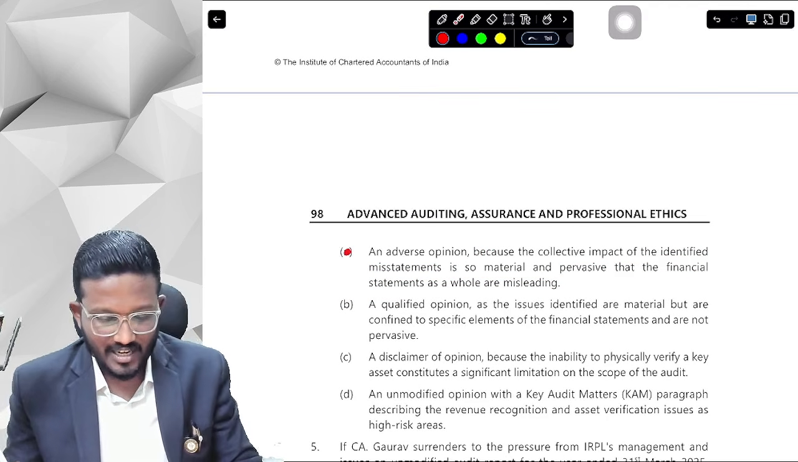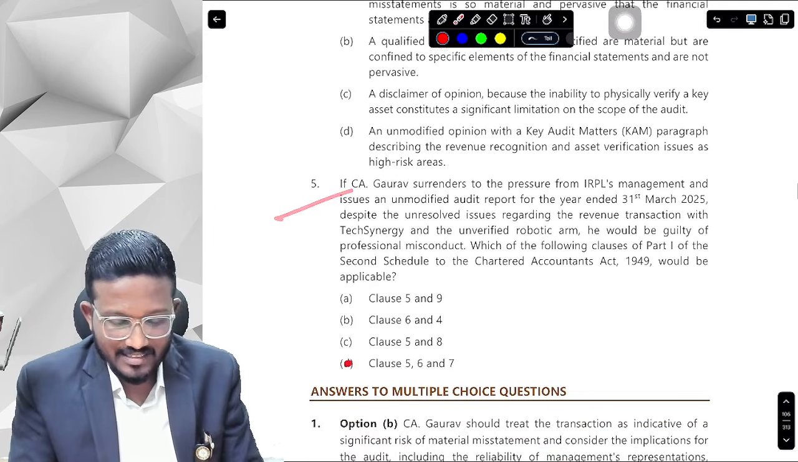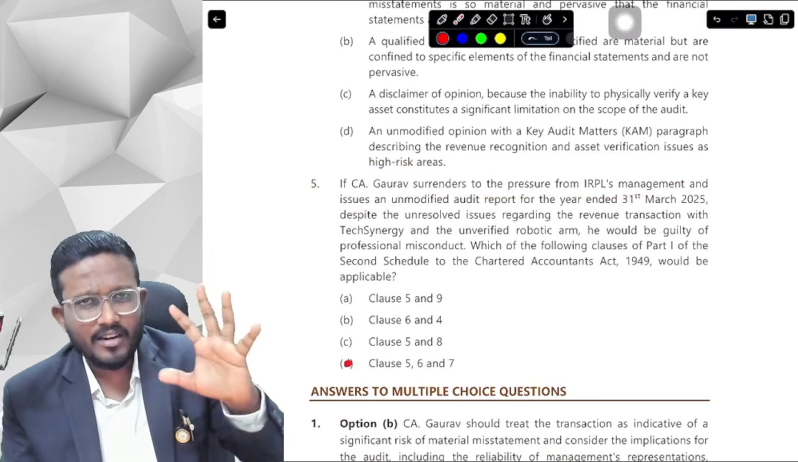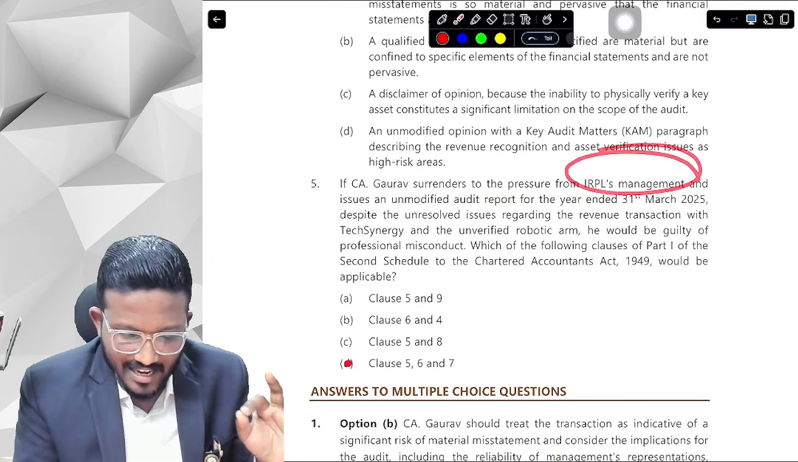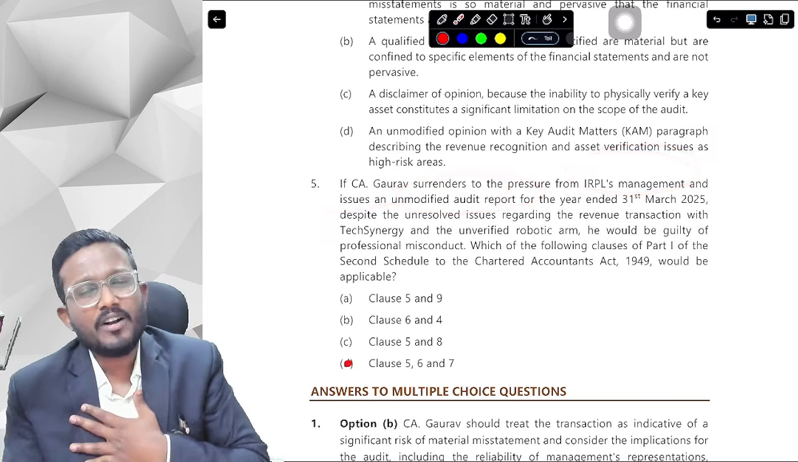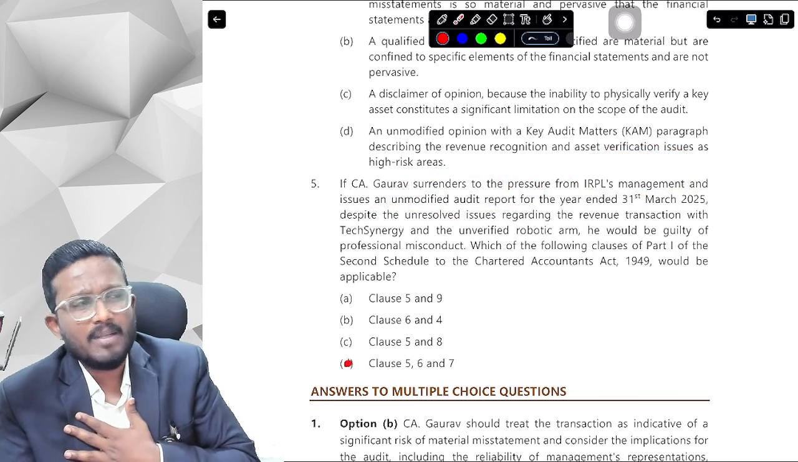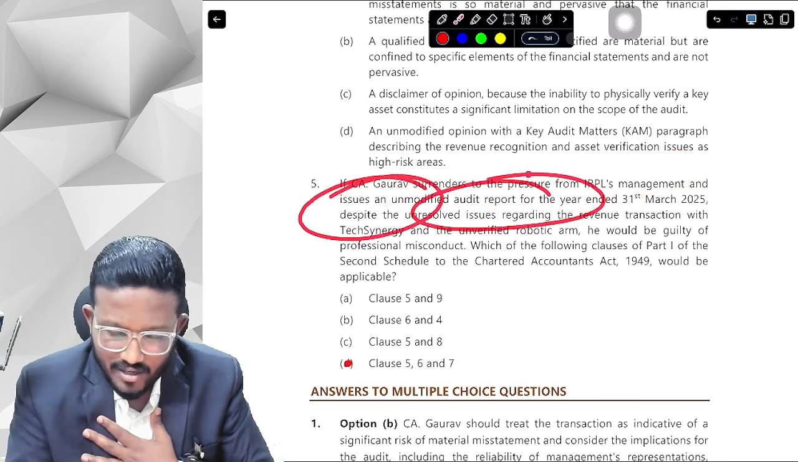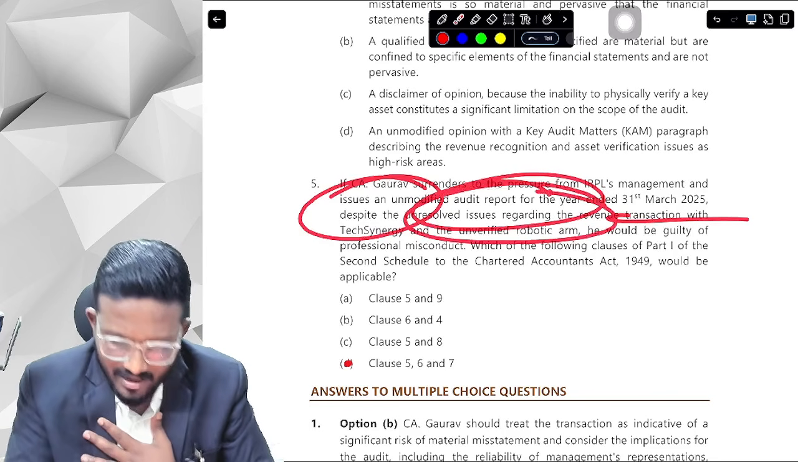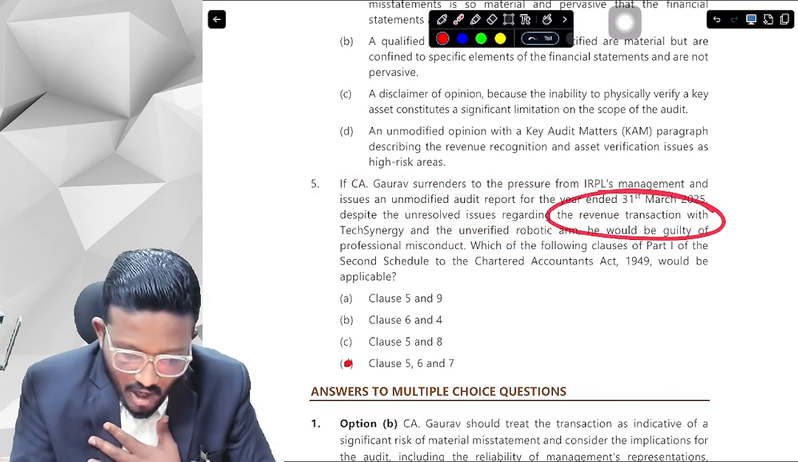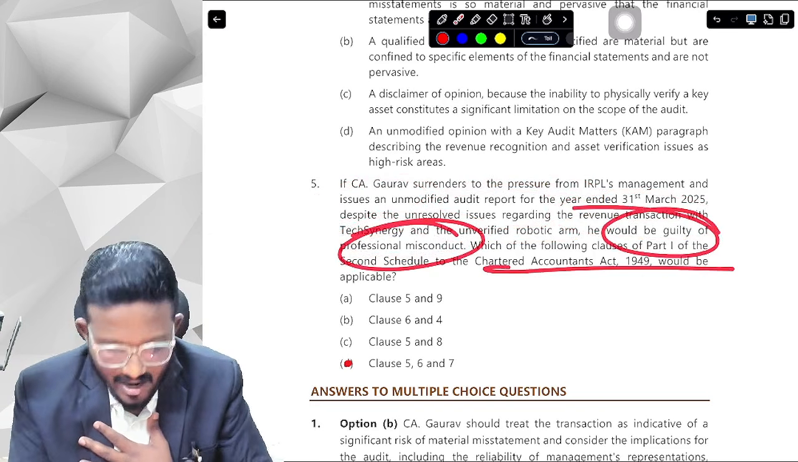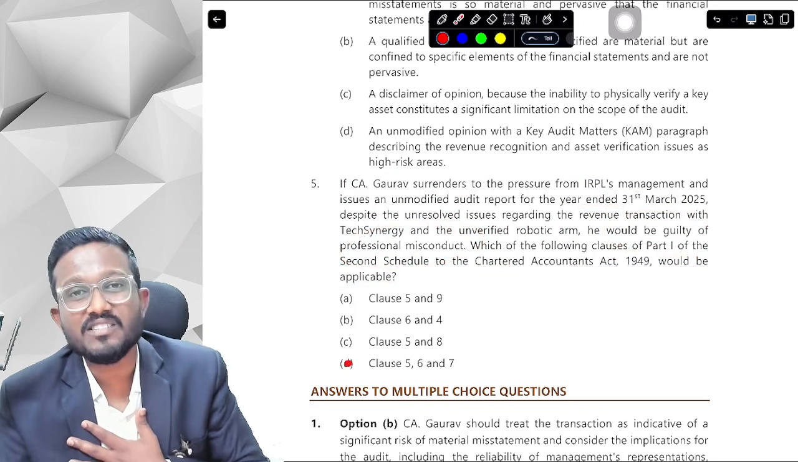Perfect. Okay, let's discuss the fifth MCQ. It says that if CA Gaurav surrenders to the pressure from IRPL's management, if the auditor surrenders to the pressure of the management and issues an unmodified audit report, saying no, I cannot issue an adverse opinion, management is pressuring me and I will issue an unmodified audit report despite the unresolved issues regarding the revenue, despite the unverified reporting, we will be guilty of professional misconduct. Now, under which clauses of Part 1 of the Second Schedule to the Chartered Accountants Act would we be guilty?